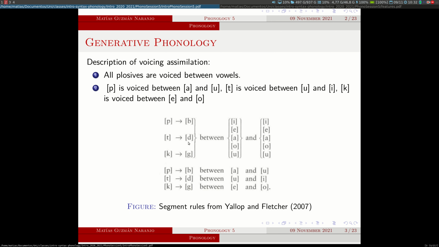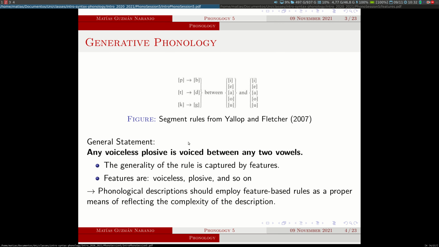So you want a way of writing the systematic patterns in a more compact manner. So you could express this something like this: any voiceless plosive is voiced between any two vowels. And here we're using phonetic features, but this is basically what we want to do. We want to use features which are common to different segments to make generalizations across those segments. In this case, we're generalizing across plosives in Cree. And for this, we're going to use features.